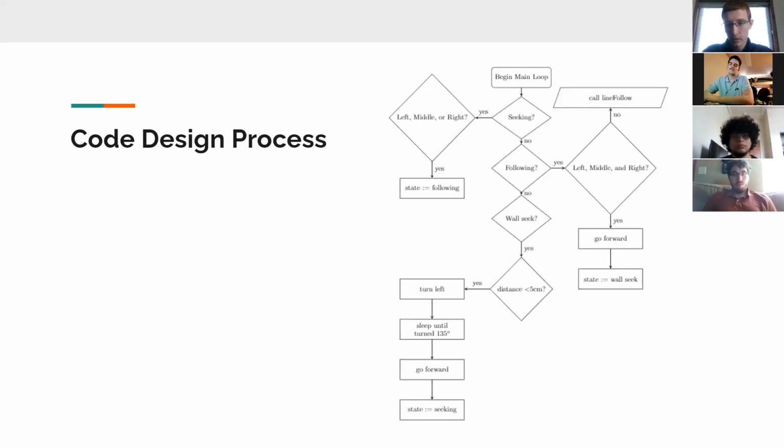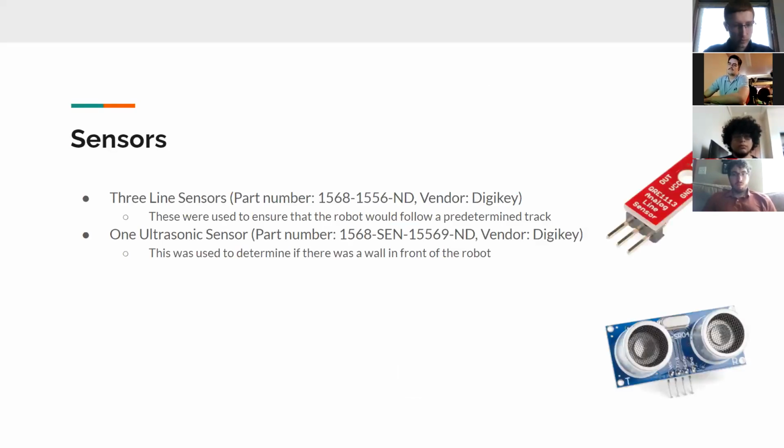In the line following algorithm, it will check if all 3 sensors are reading black. If they are, then it will call the wall seeking algorithm. Otherwise, it will just keep following the line. Otherwise, if it is currently seeking the wall, then all it does is it goes forward and it checks the distance. And if it's less than some value, for example, 5 centimeters, then it will stop, turn left, and then it will go straight and start seeking a line. And with that, I will pass it off to George.